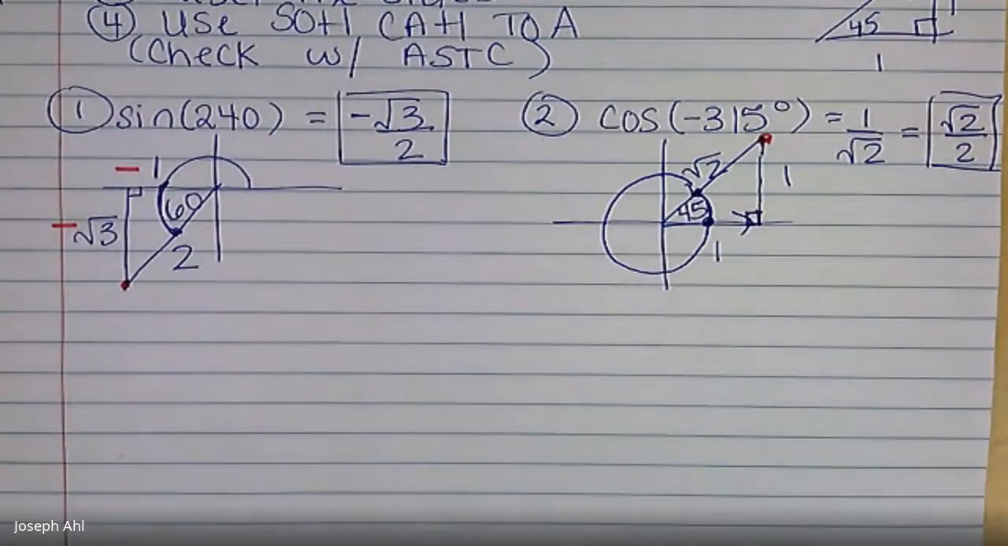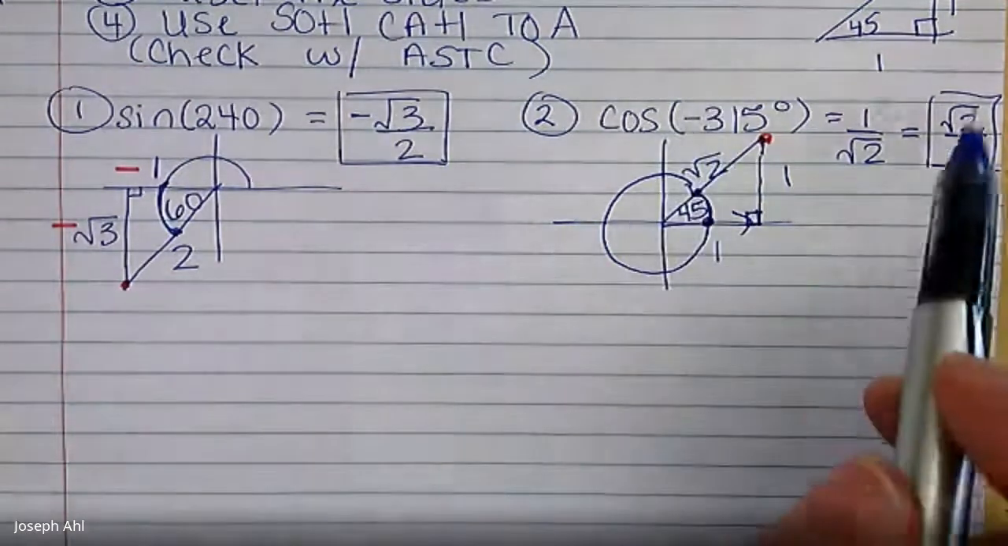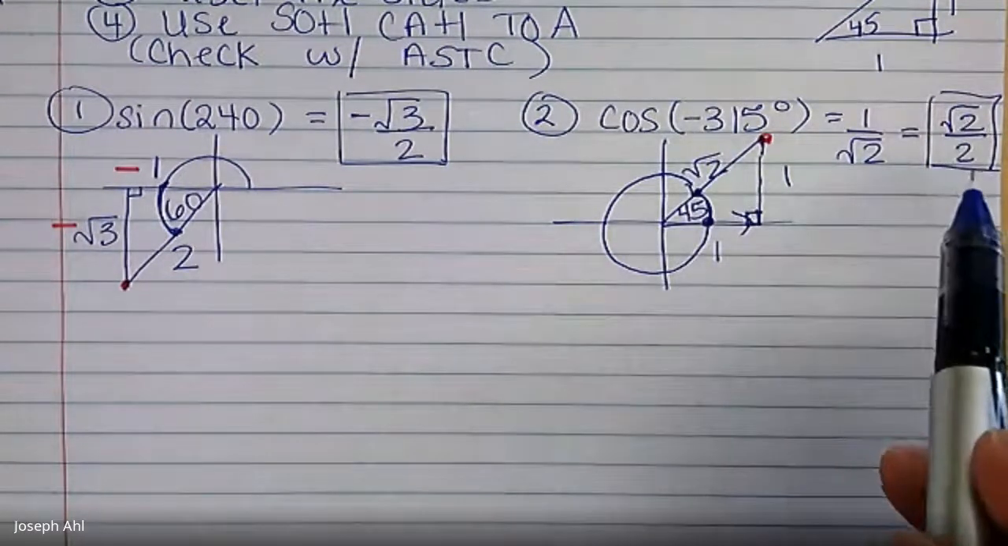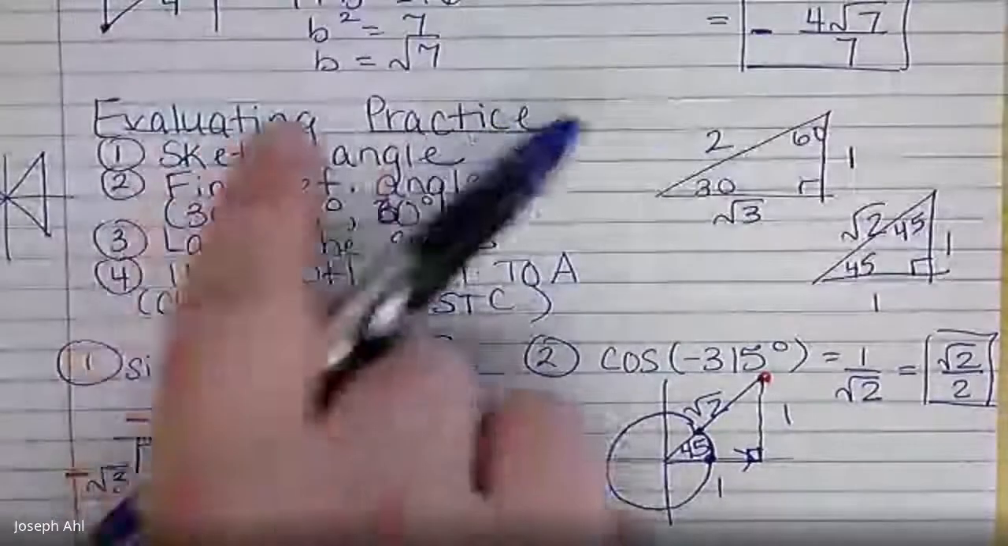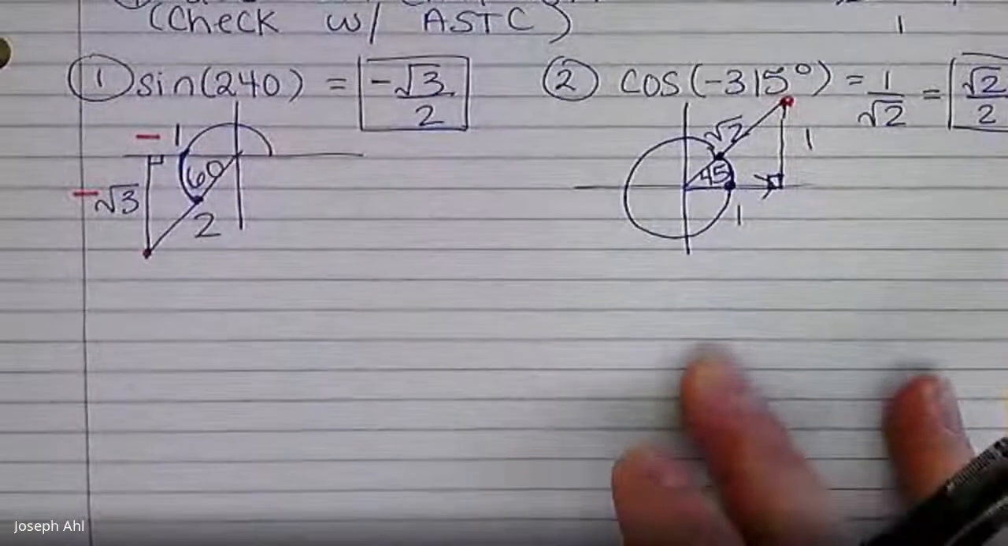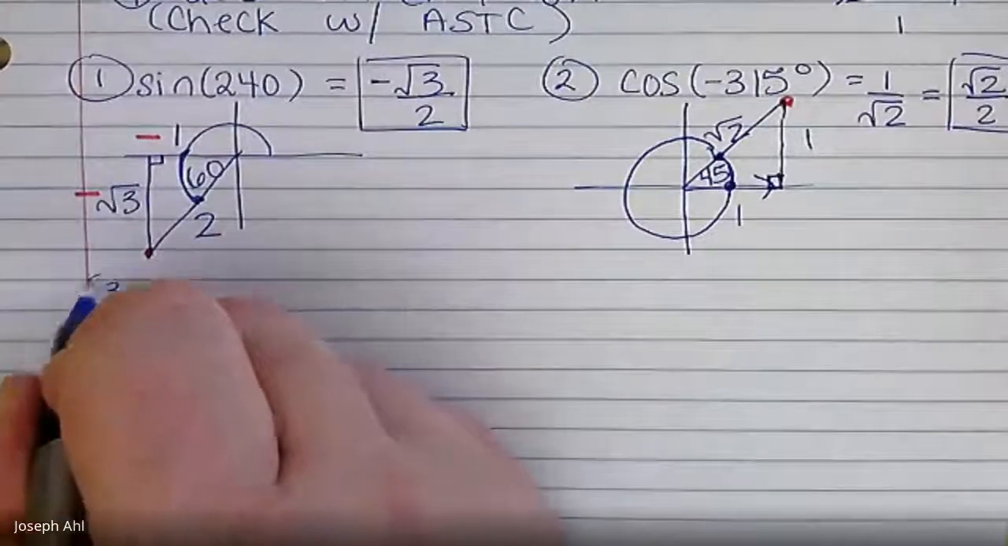Okay, if you type this in the calculator, it's never going to tell you radical 2 over 2. It's going to give you the decimal version of that. So when I say to do the exact value when you're evaluating these, it means really sketch the picture and don't use your calculator, as tempting as it might be.